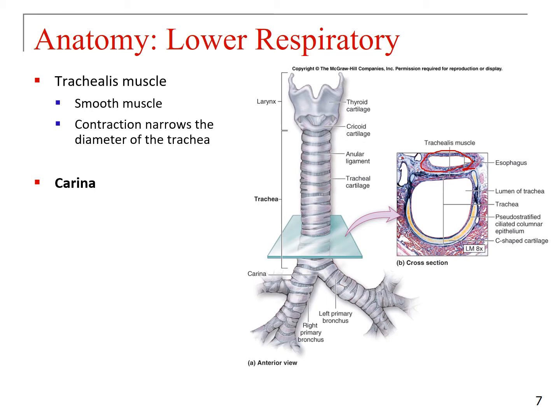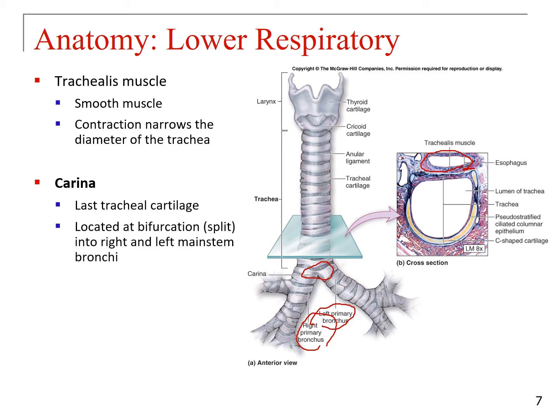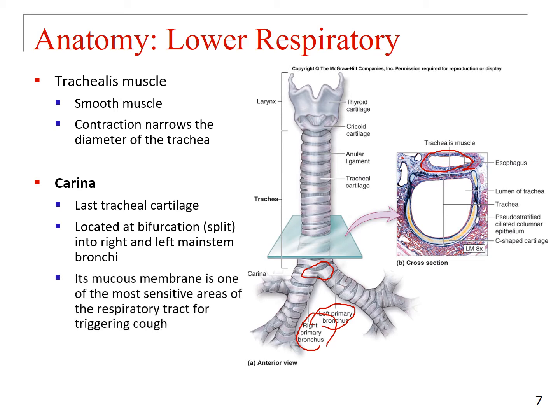Okay, now the carina is located right here. It's basically where the trachea divides into the left primary bronchus and the right primary bronchus. And so the carina is actually your last tracheal cartilage. Again, it's located at the split between the left and the right main stem bronchi. So as with so many other things in A and P, you've got multiple names for the same thing. Primary bronchus and main stem bronchus are the same thing. And its mucous membrane here is one of the most sensitive areas for triggering a cough. So you can get something really small down in there, and it'll cause you to cough like crazy.